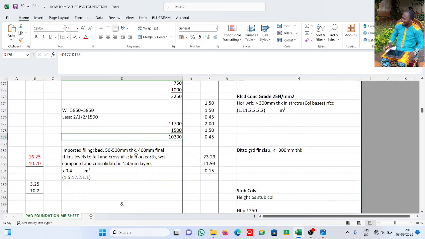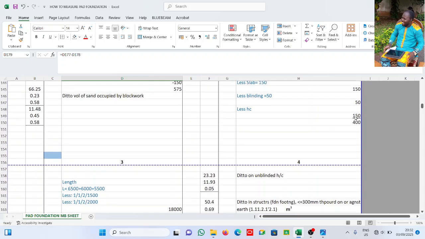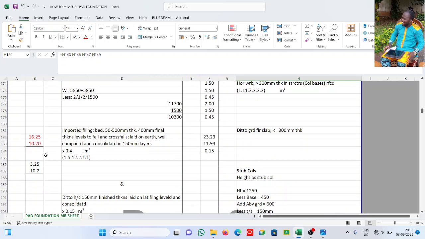400 mm thick. That's what we calculated. 400 mm thick. All right. So there are ways I can do this. Imported filling, that's the BSMM description. 1.5 by 12 by 2.1.1. Now this is the thickness, 0.4.